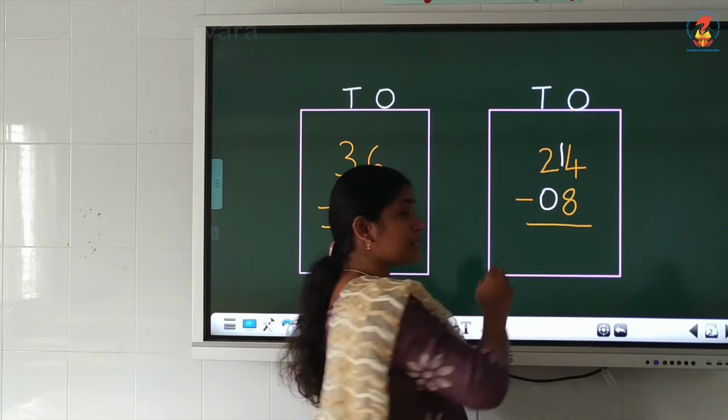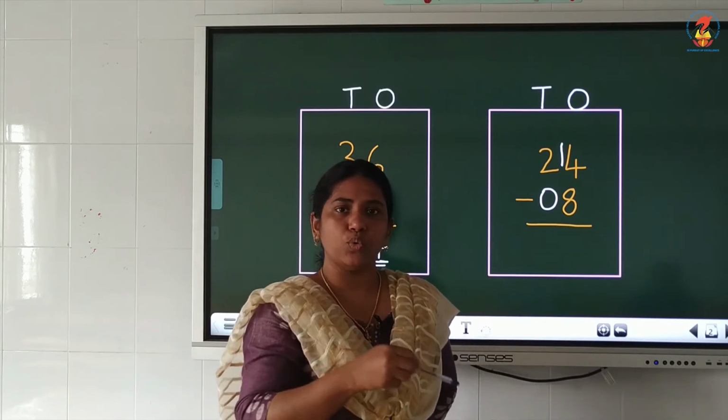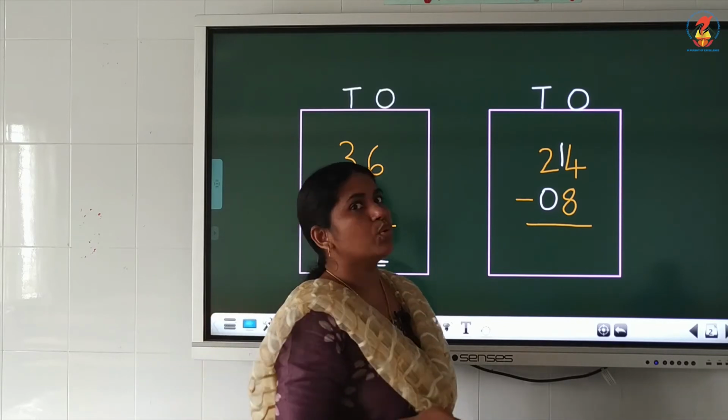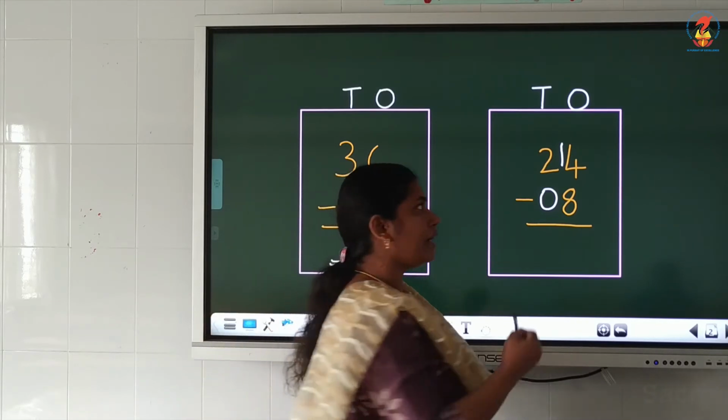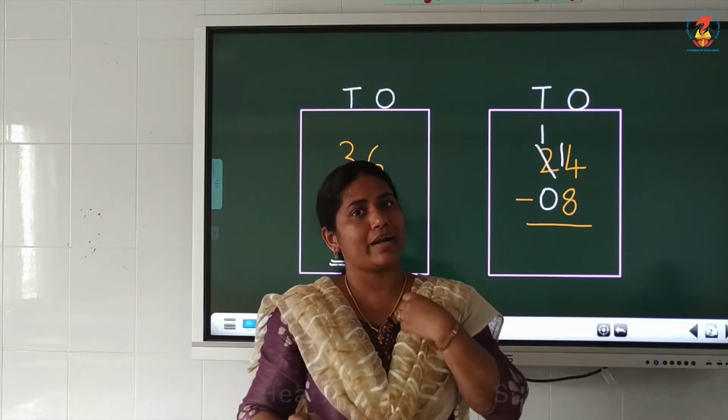Now look at this tens place number 2. This 2 is sharing one number with the nearest one. So the 2 will become 1 now. 2 is giving one number to the nearest one. I have 2 chocolates or 2 pencils. I am giving 1 pencil to my friend. So now I have only 1 left with me.